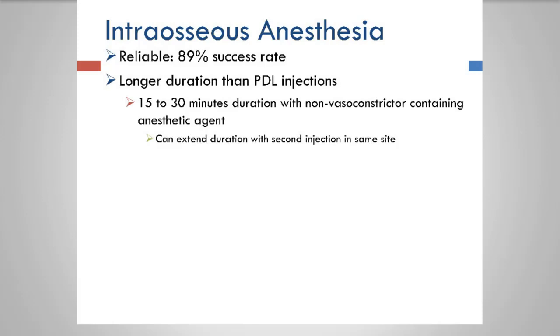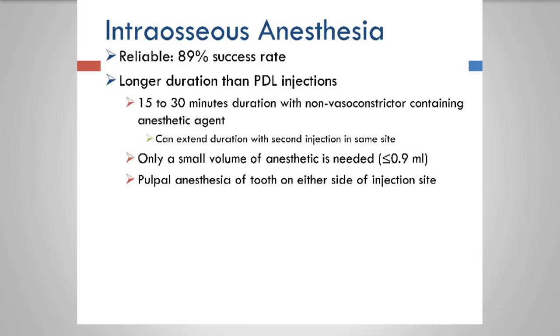Again, we're using a very small volume of anesthetic. We get the pulps of the two teeth on either side. No lip anesthesia, it's only getting those two teeth there. And again, it's recommended to only use a plain anesthetic here.